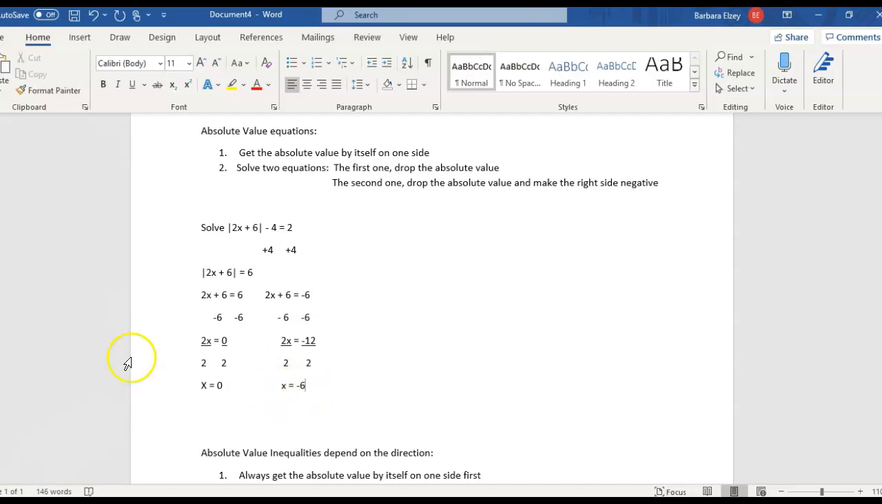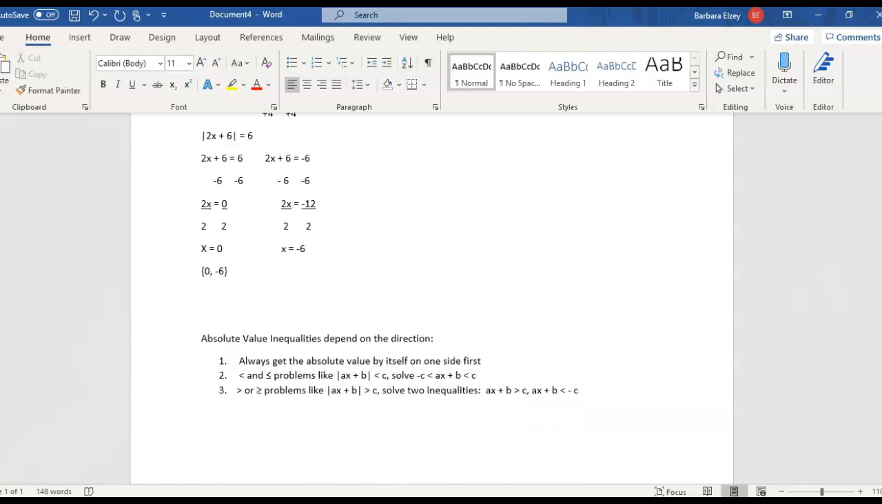Now, it is not necessary to check these, but you can if you want to. If you put 0 back into the absolute value, this will end up disappearing. We'll get absolute value of 6, which is 6 minus 4 equals 2. Or if we put the negative 6 in, we'll get negative 12 plus 6, or the absolute value of negative 6, which will be 6 minus 4 equals 2, and both will check. And just like we did with quadratics, we usually put these into set brackets as a list, and it doesn't matter if we put them in order or not.